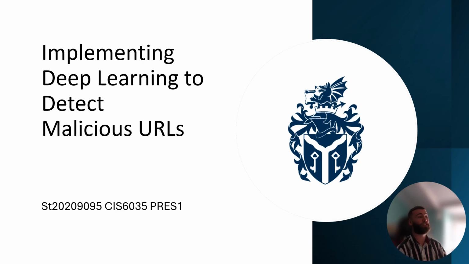CIS6035 development project presentation. In this presentation, I'm going to briefly introduce the development project, the planning phase, the development phase, testing and deployment. It's going to go over the key points, key elements of the project itself. There'll also be a short demonstration of the application I have developed.